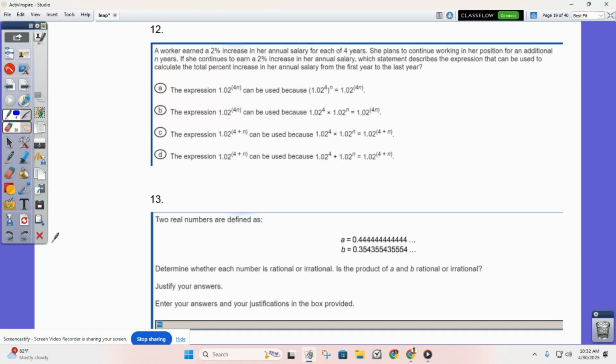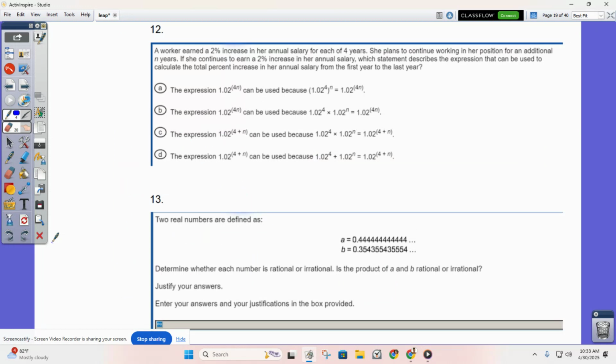Number 12 says a worker earned a 2% increase in her annual salary for each of 4 years. She plans to continue working in her position for an additional N years. If she continues to earn a 2% increase each year, which statement describes the expression that can be used to calculate the total percent increase in her salary from the first year to the last year?